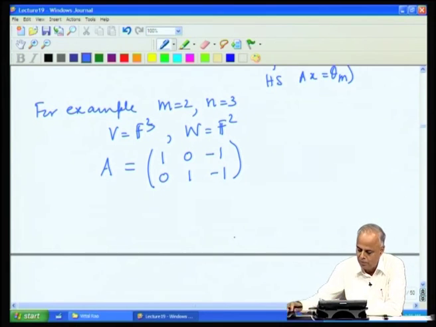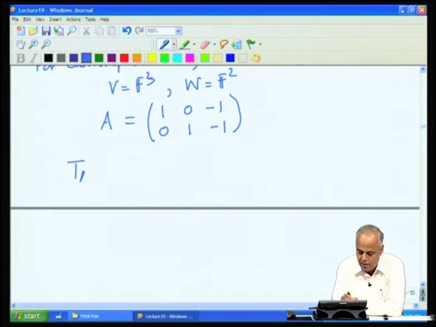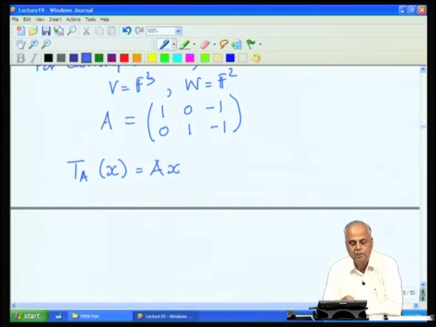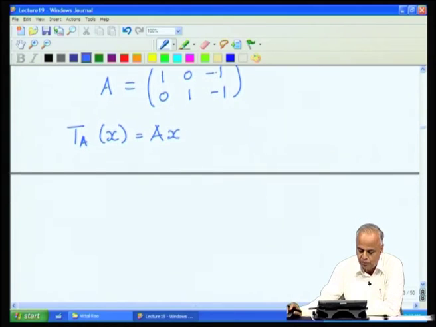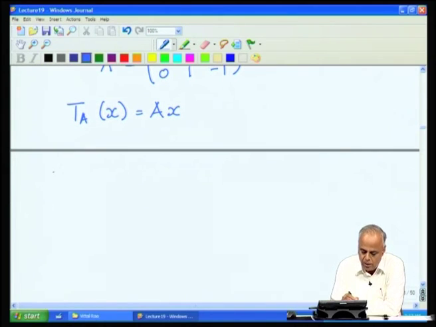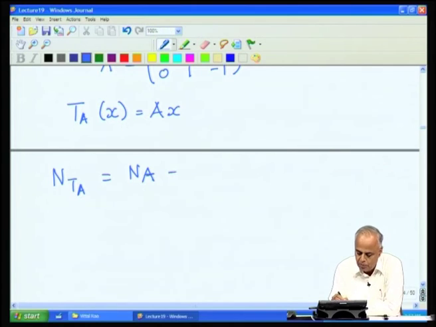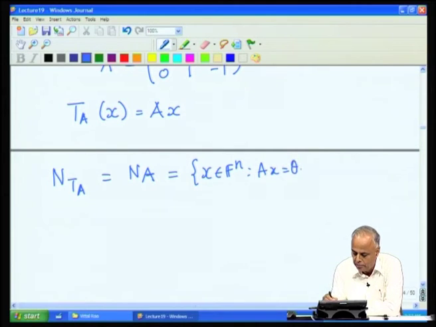Then the transformation T_A of x, now x is in F^3, will be A times x. Since x is in F^3, A is 2 by 3, the result will be 2 by 1 and therefore, it will be in F^2. Now, what is the null space of T_A? It must be equal to the null space of A. Now, what is the null space of A? The set of all x in F^n such that Ax equal to theta_m.